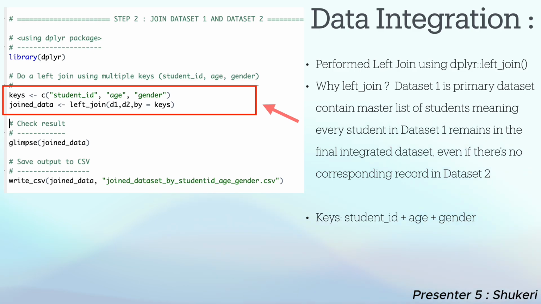and gender. The reason why I choose method of left join is because dataset 1 is primary dataset containing master list of students, meaning every student in dataset 1 remains in the final integrated dataset, even if there is no corresponding record in dataset 2. This approach preserves every student from dataset 1 while adding relevant fields from dataset 2.